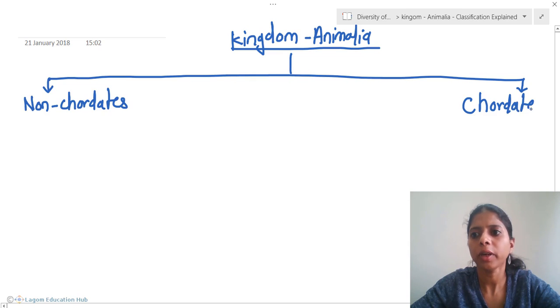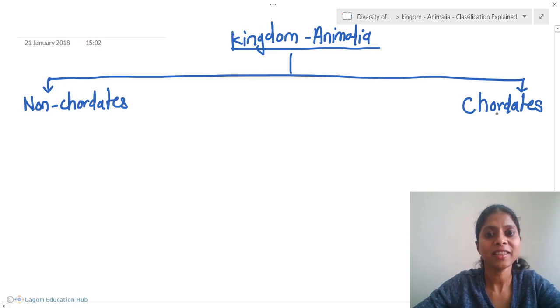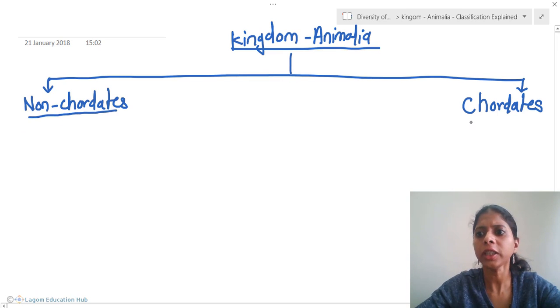Do you remember what exactly the notochord is? Notochord is an advanced structure, a rod-like or rope-like structure passing through the dorsal side of the animal's body. Now according to some scientists, not all, kingdom Animalia is classified into two subkingdoms, non-chordates and chordates. But in our book, these subkingdoms are not considered.